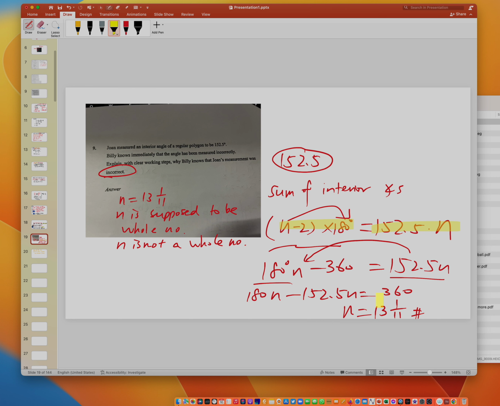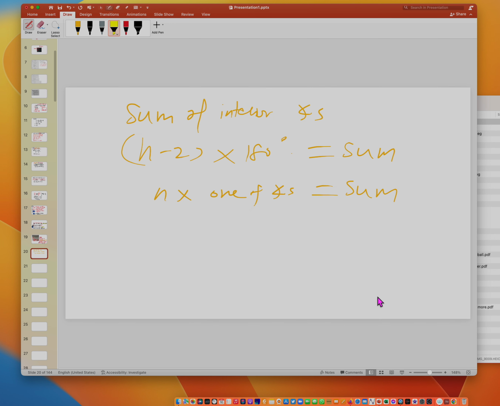Why is this angle wrong? Reorganize your thoughts first. Because after calculating, n is supposed to be a whole number, but n is not a whole number, which is why the angle is wrong. Yes. Okay, good.